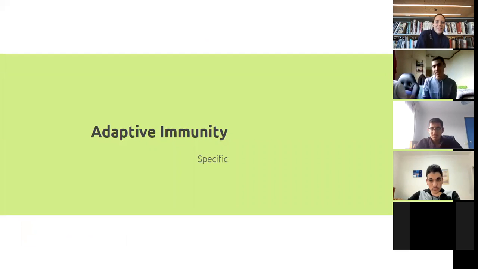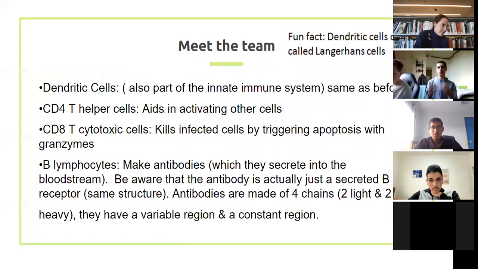So this is the more specific response. We also have a team of different cells here. The dendritic cell, again, is the connection. There are CD4 T helper cells, and they're the ones that aid other cells in activating other T cells and B cells. Then you've got the CD8 T cytotoxic cells. They're the T cells that kill things.